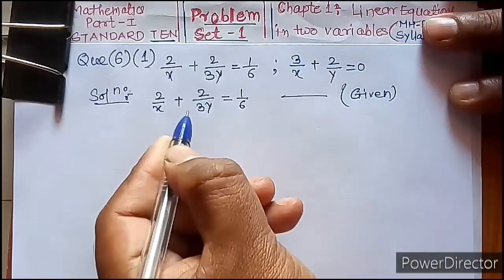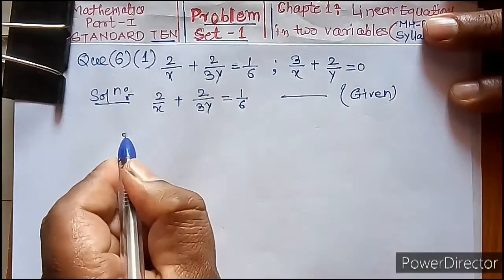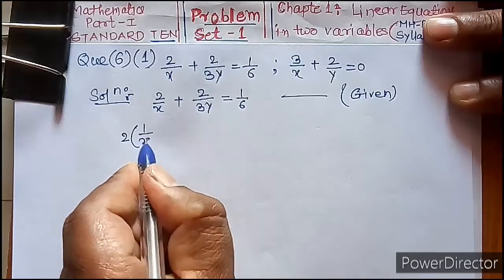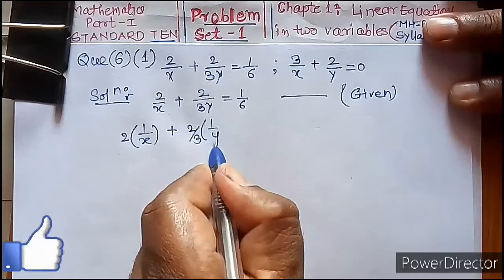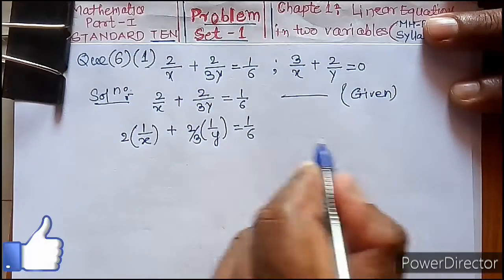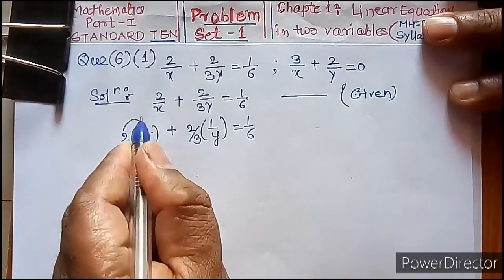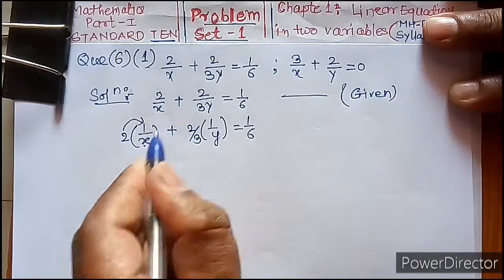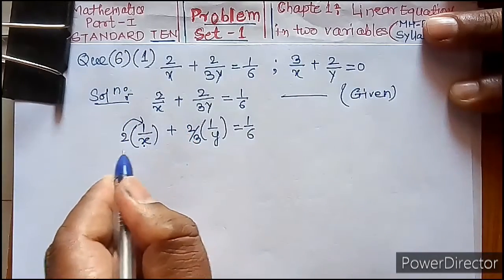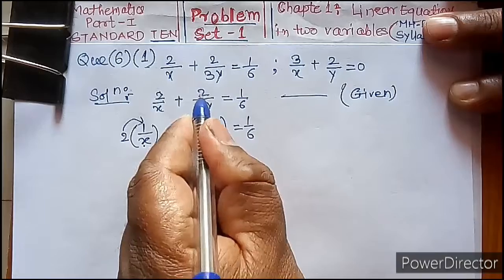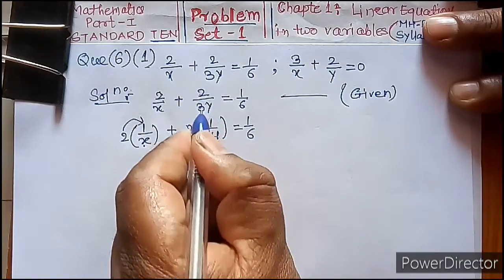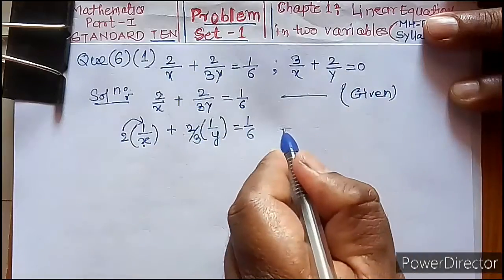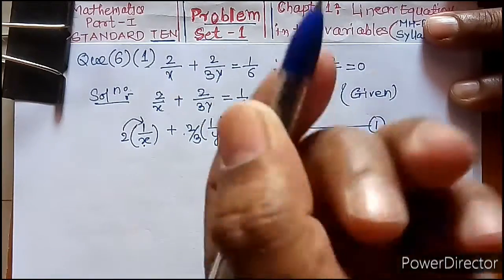Now here this first equation can be written as 2 into 1 by x plus 2 by 3 into 1 by y equals 1 by 6. Now here 2 into 1 by x will be 2 divided by x, that is 2 by x can be written as 2 into 1 by x. Similarly, on multiplying 2 by 3 with 1 by y, we get 2 by 3y. Therefore, give it equation number 1.